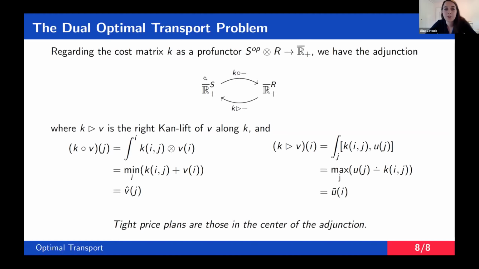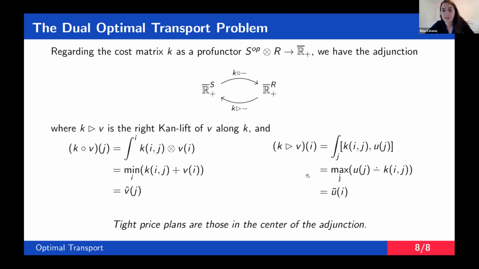And there's a well-known adjunction. So left composing with K is going to be left adjoint to taking right Kan lifts along K. And in this particular case, if we use the formula for composing with K and we work out what this actually means for this category, well, we see that's exactly just V hat J that we defined earlier.